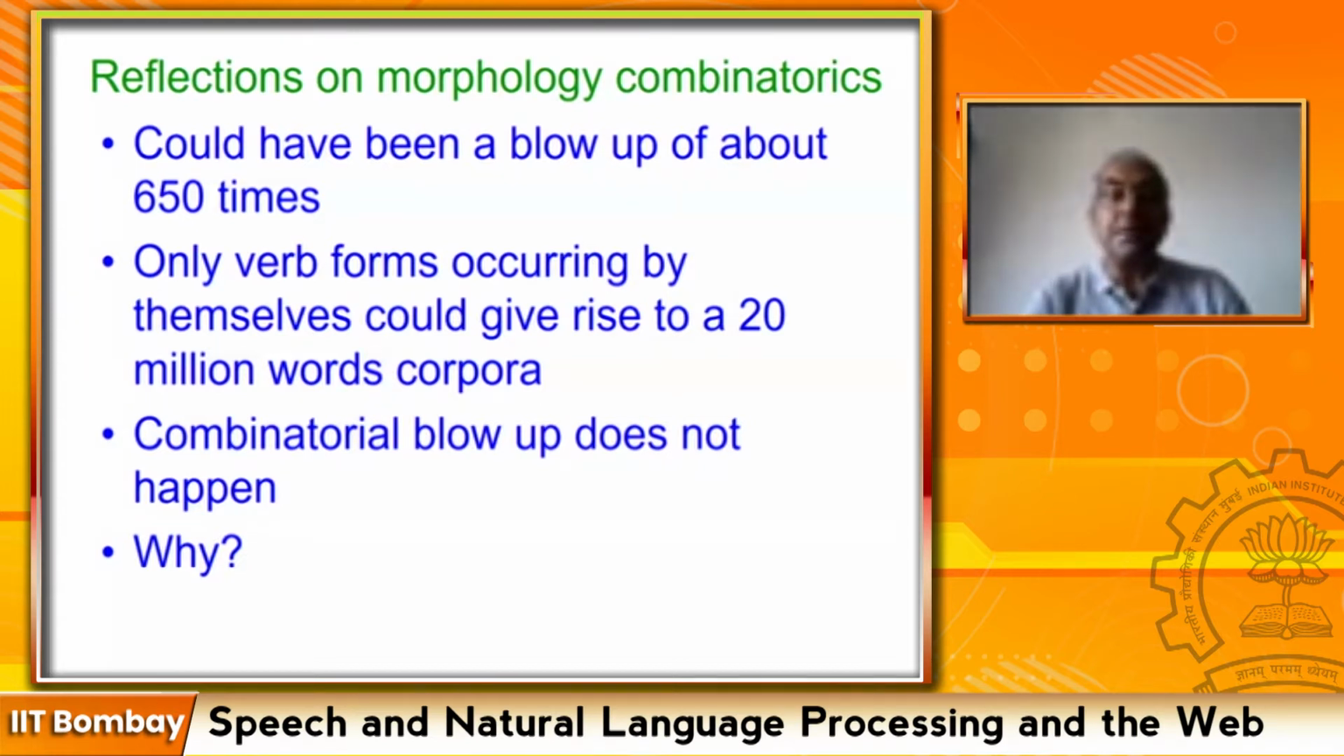But this combinatorial blow up, this doesn't happen. Combinatorial blow up from the point of view of combinatorics, but a happy situation for NLP researcher. So this kind of multiplicity of textual form really doesn't happen. Why?